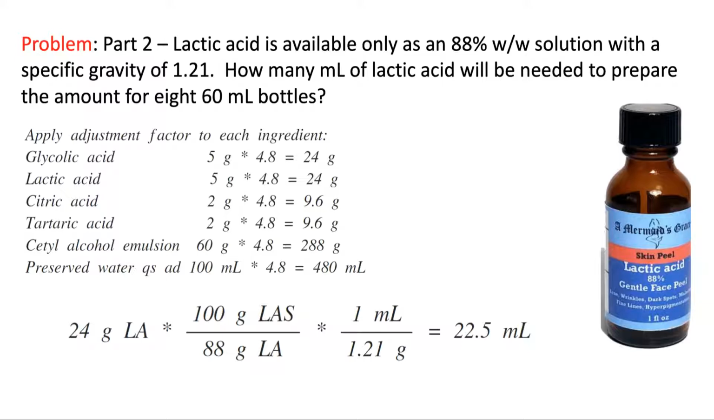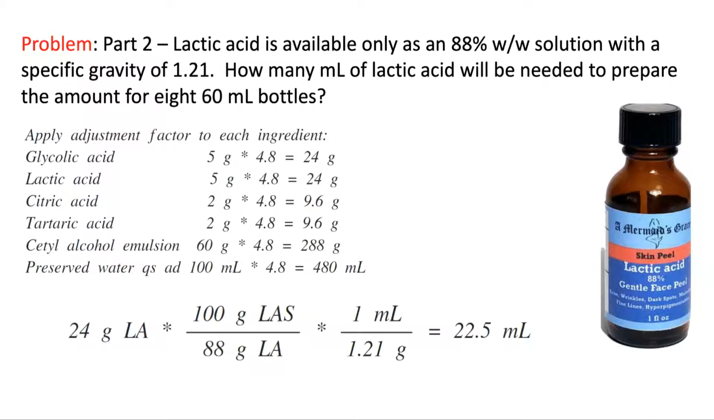So let's use the specific gravity. We'll multiply it by it expressed as for every 1 milliliter, there would be 1.21 grams. Now, grams of lactic acid solution cancel, and we would be in milliliters. If you do that math, starting from left to right, your final answer should be 22.5 milliliters. That's the volume of this lactic acid solution you would need that would provide exactly 24 grams of pure lactic acid.